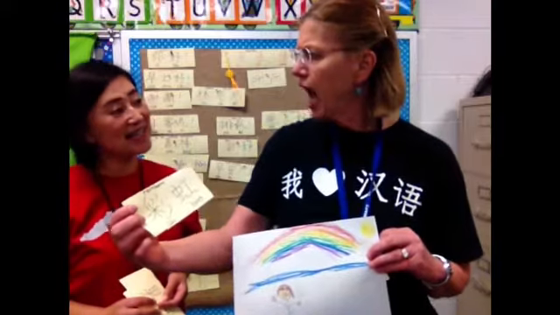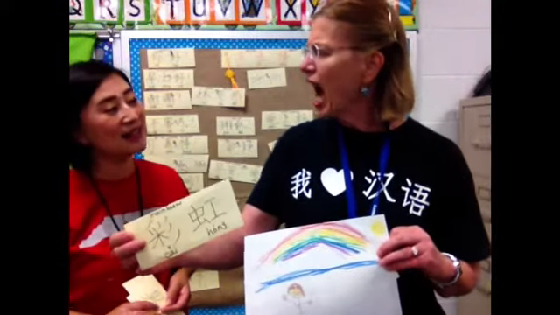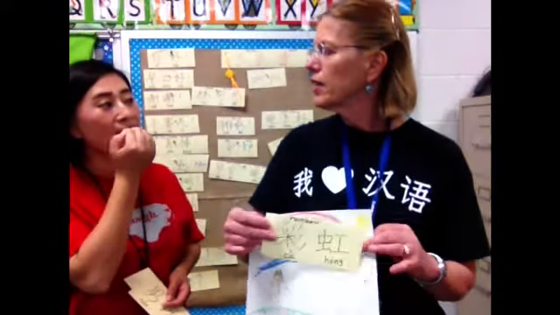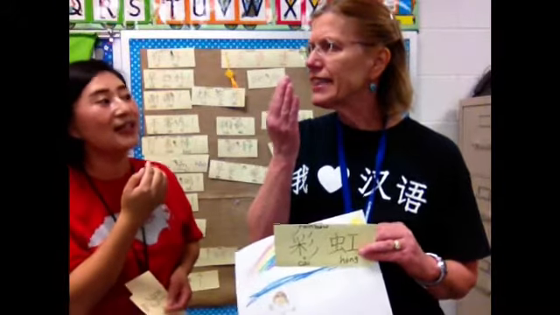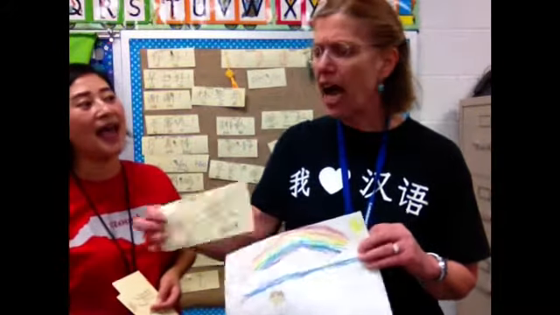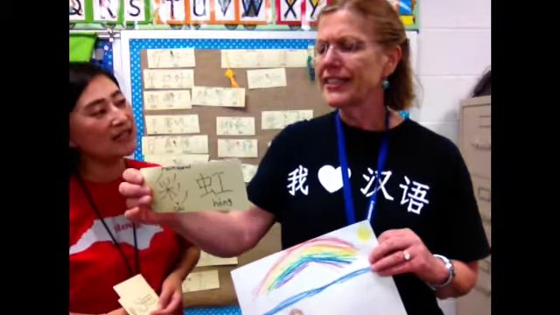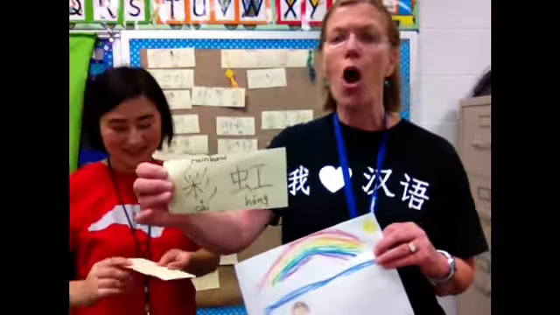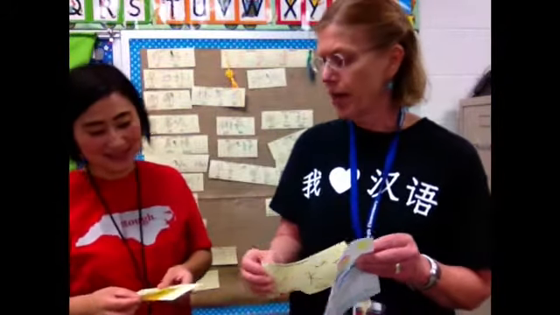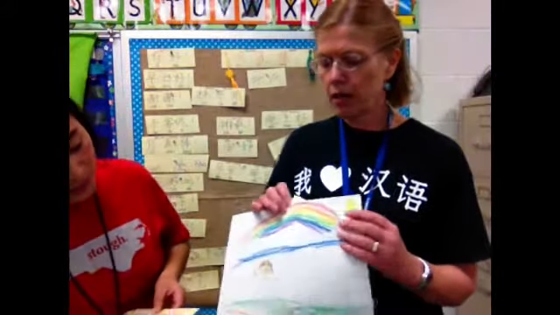彩. You can feel the air go through your teeth. 彩, yes, 彩虹, 非常好. And that's rainbow. Okay. And here I see a little 小朋友 here.